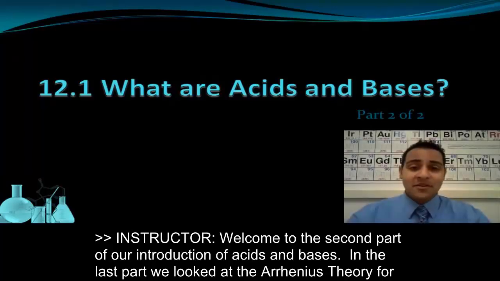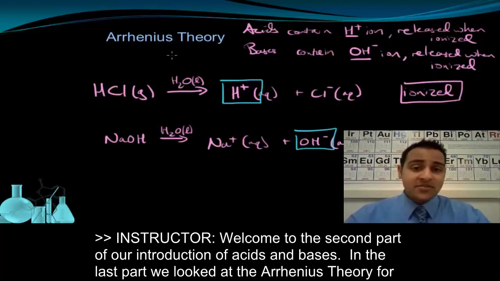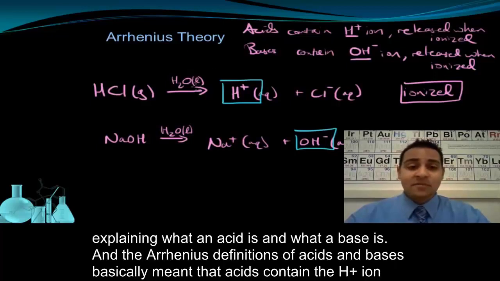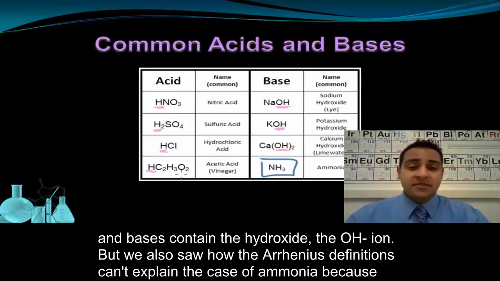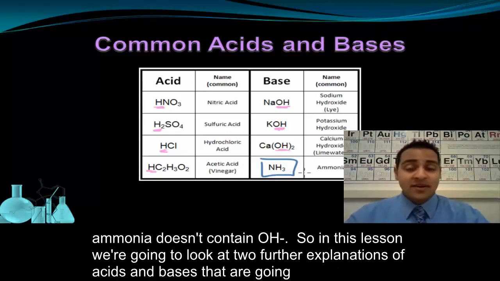Welcome to the second part of our introduction to acids and bases. In the last part, we looked at the Arrhenius theory for explaining what an acid is and what a base is. The Arrhenius definitions basically meant that acids contain the H plus ion and bases contain the hydroxide, the OH minus ion. But we also saw how the Arrhenius definitions can't explain the case of ammonia, because ammonia doesn't contain OH minus.